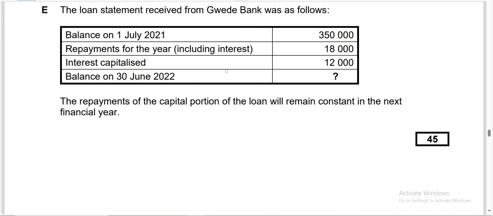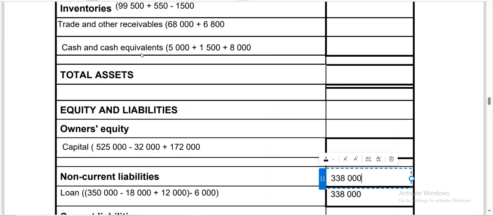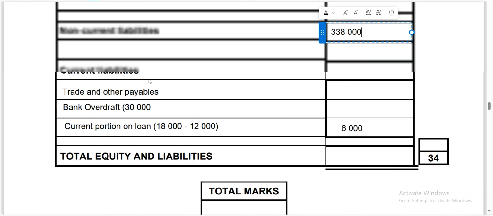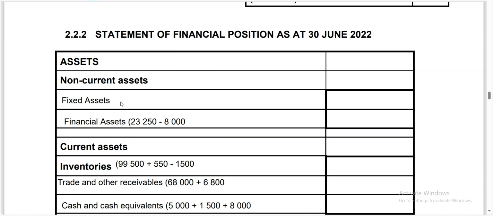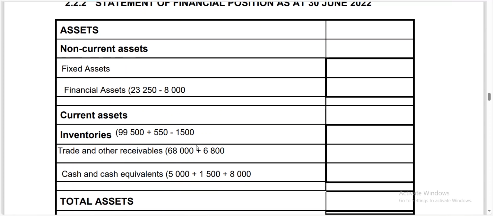If you ask people who bought cars on credit, they will tell you that their monthly statement shows them how much was taken to the capital portion of the loan, as well as how much was taken to pay the interest. So that's what we are also trying to figure out here. It's the same thing. So now what we need to do is to make sure that we close off our things. So we are going to start with answers that are easily available to us.